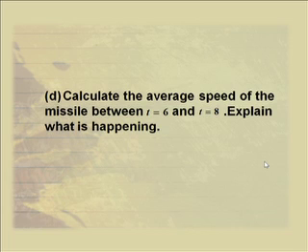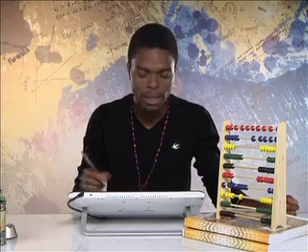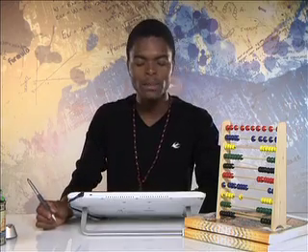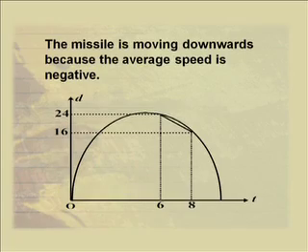And then D, calculate the average speed of the missile between t = 6 and t = 8, and also explain what is happening. At t = 6, d = -6² + 10 × 6 = 24 kilometers, and at t = 8, d = -8² + 10 × 8 = 16 kilometers. The average speed is (16 - 24)/(8 - 6) = -8/2 = -4 kilometers per second. The missile is moving downwards because the average speed is negative, as you can see over here in this image.